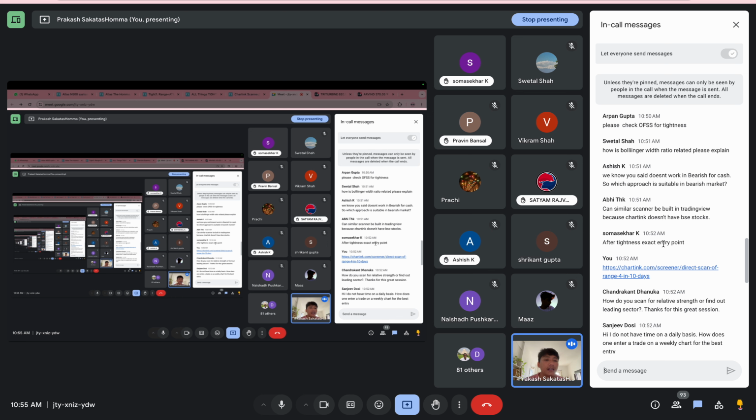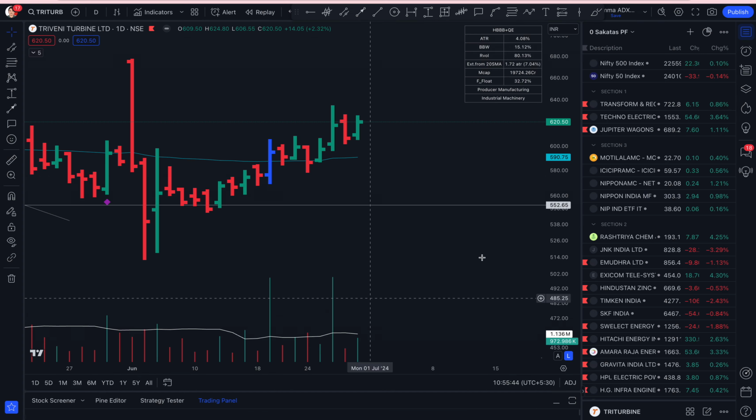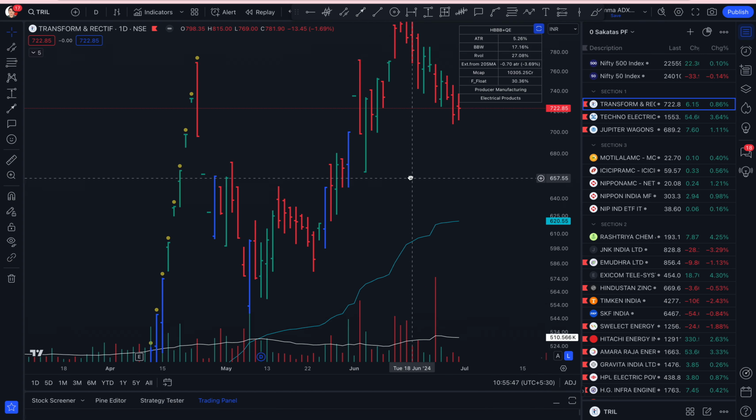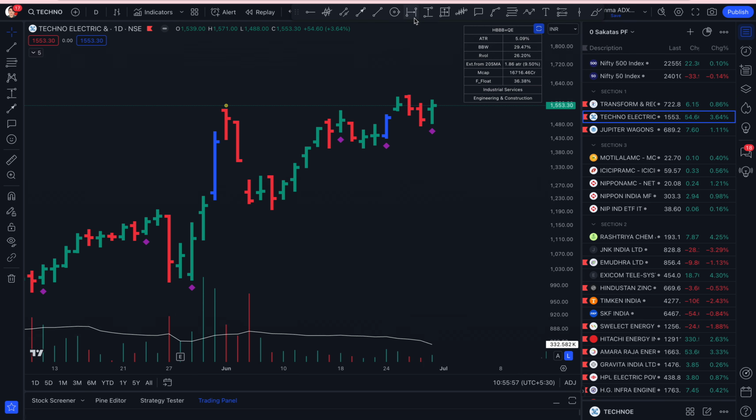After tightness, exact entry point. Yes, after tightness, the moment the range is breaking out, that's how breakout traders trade. So for example, I'll show a couple of my trades. I'm also 80-60% a breakout trader. For example, I entered Trill on this day. Why? Because this was a tight area that was breaking out. Techno Electric, I entered here, 1302 probably is my entry, because 1, 2, 3, 4, 5 days of tightness was being broken out by the stock.